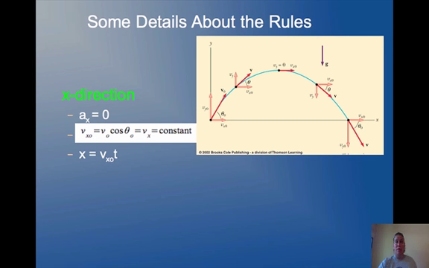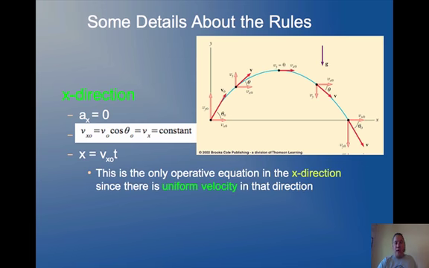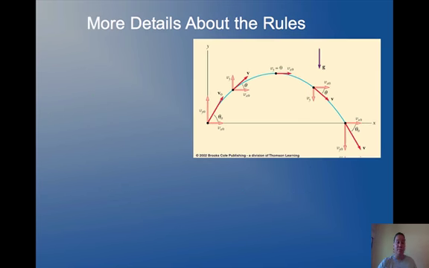Time is completely determined by how high we hit it, that is the y component. Therefore, how long did it take gravity to slow it down and bring it back down to Earth? This is the only operative equation in the x direction, since there is uniform velocity in that direction. In other words, you can't use the acceleration equations that we've been using, not in the x direction. We can use this one to solve for v as delta x over t, or for t as delta x over v, but we cannot use any other equations.